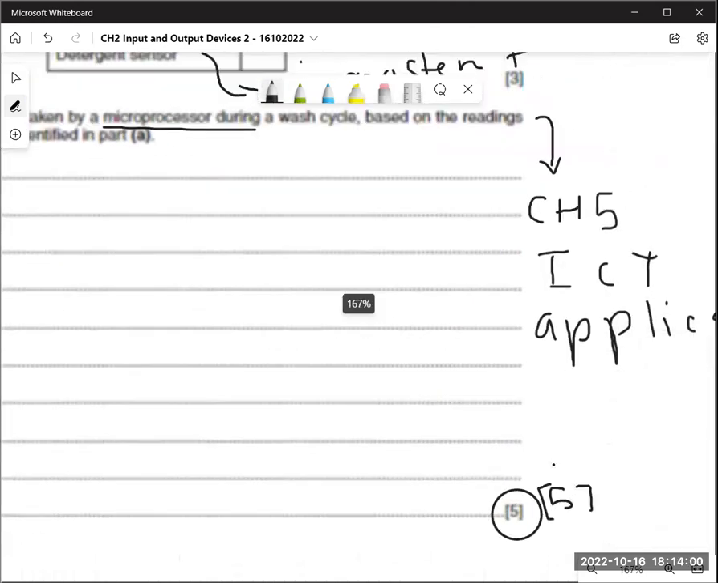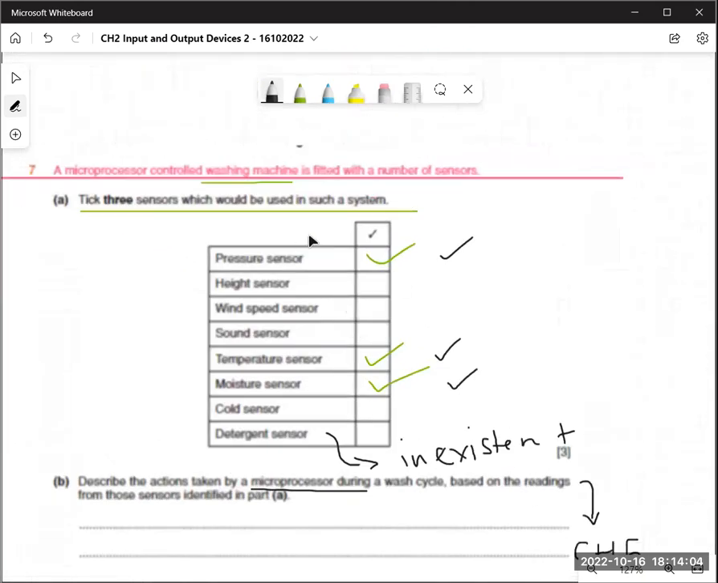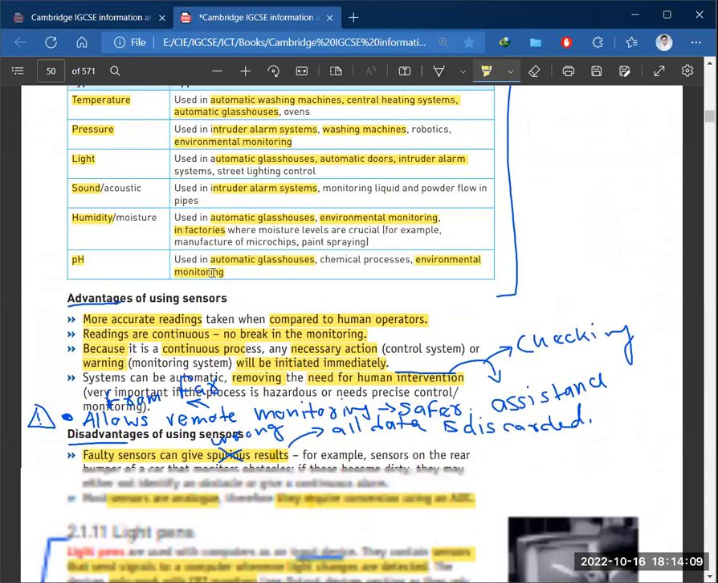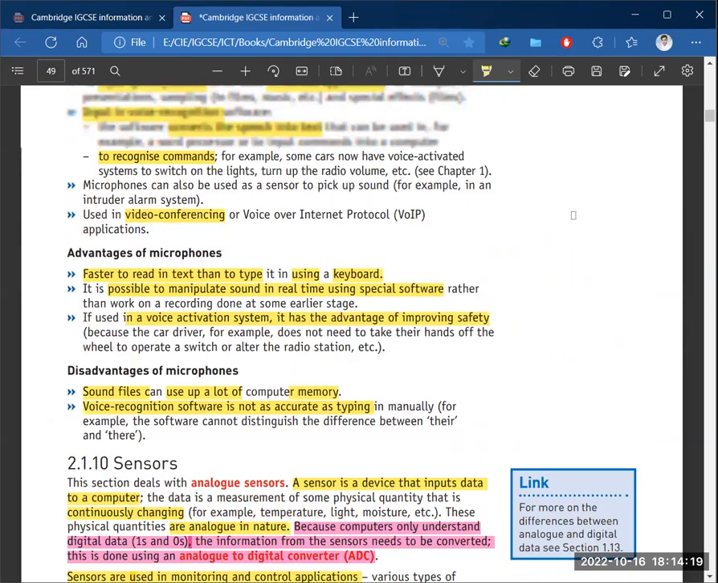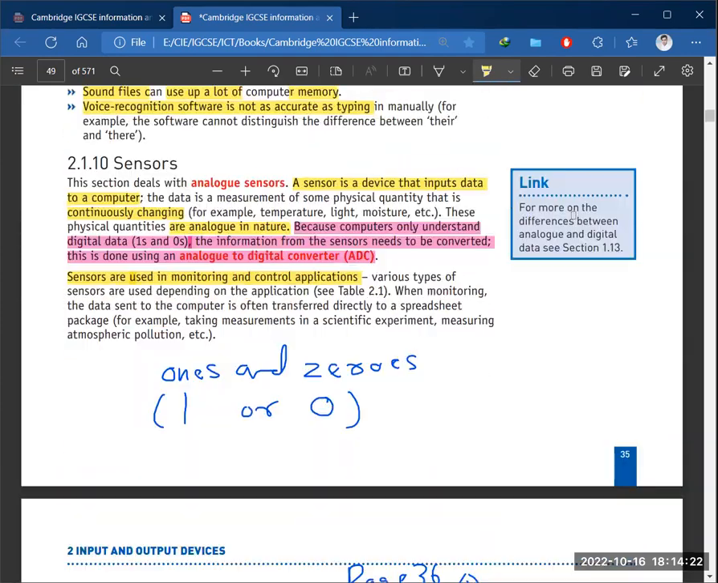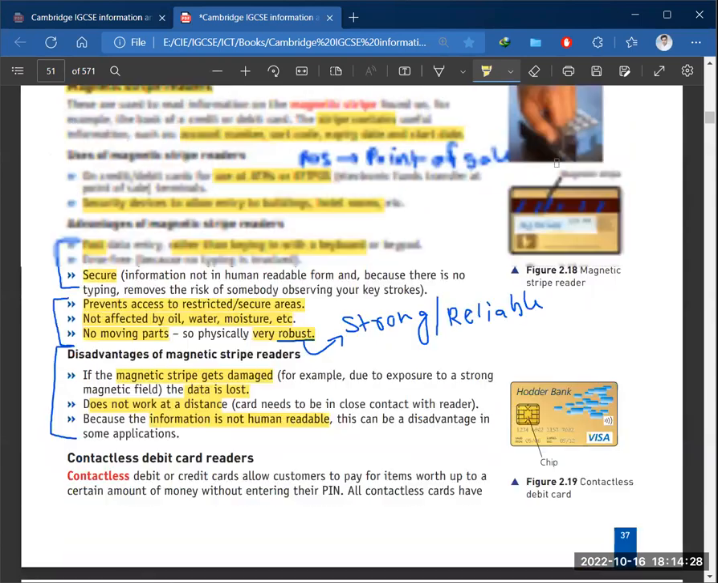So we can hopefully finish this quickly. Chapter 5. Now, I think you have a sense of what sensors are now. We'll do more questions later. Before I end the class, Zara, tell me, what did we study today? Recap. Okay, so we studied about speakers and microphones and their advantages and disadvantages. We studied about sensors, light pens, card readers. Finally, that's it.